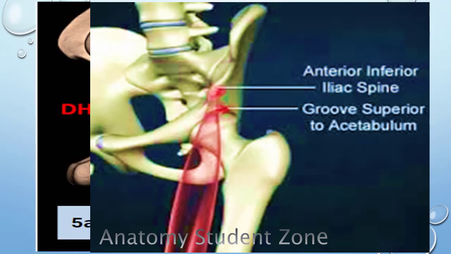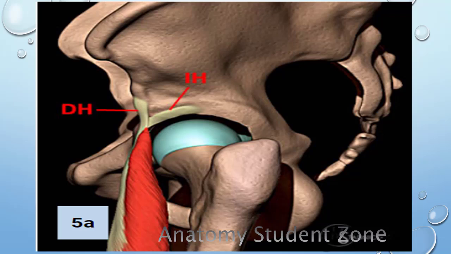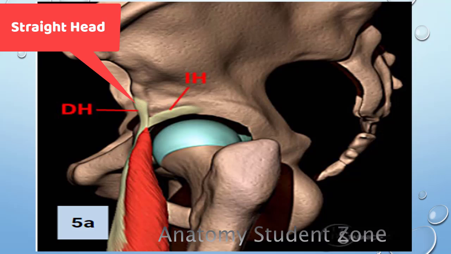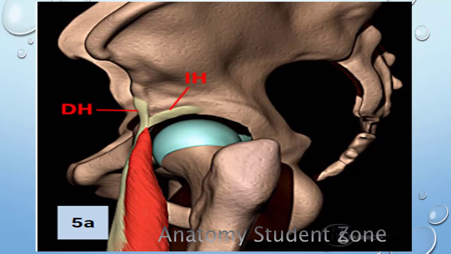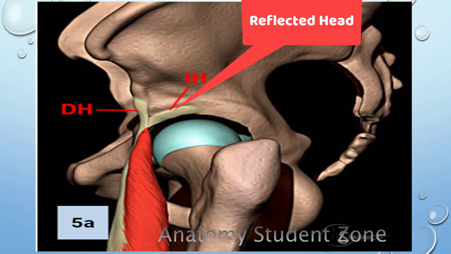So this is a 3D image. This is going to demonstrate the lateral view, and you can see the direct head or straight head. This is going to take origin from the anterior inferior iliac spine. You can also see the indirect head or reflected head, and this indirect or reflected head is going to take origin from a groove, and that groove is above the acetabulum.